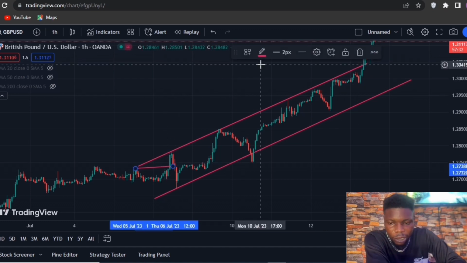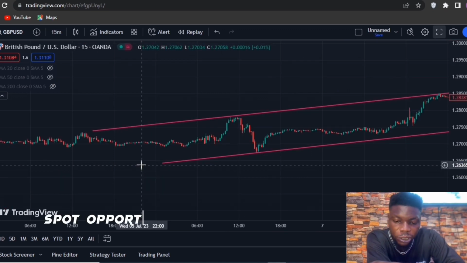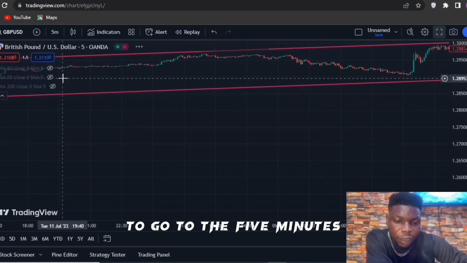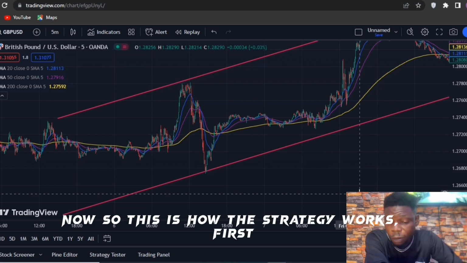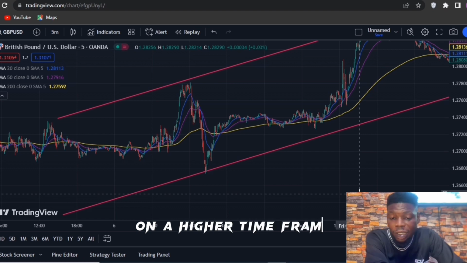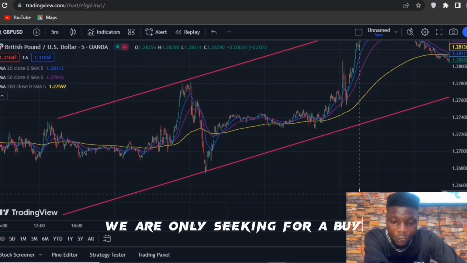So how to take our entry and spot opportunities, we need to go to the 5 minutes. I'm on the 5 minute now. So this is how the strategy works. First, we've known the trend of the market on a higher time frame. We know that it's an uptrend. So what are we going to seek for now? We're seeking for a buy.